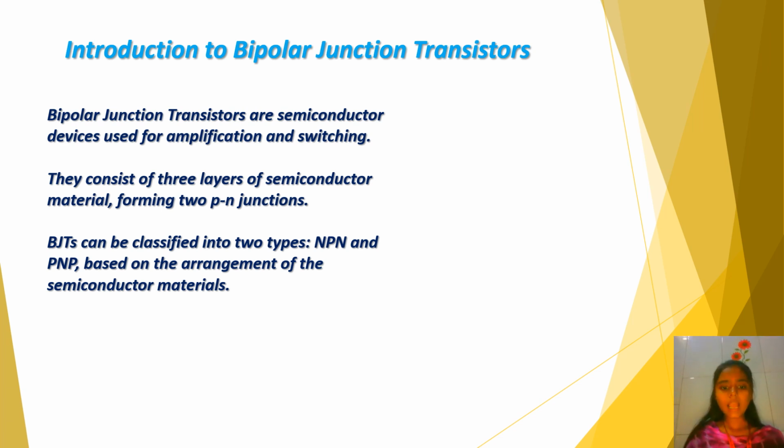Decline and CMOS dominance. While the BJT was the device of choice for decades, its use has declined in favor of CMOS technology in the design of digital integrated circuits. So, bipolar junction transistors are semiconductor devices used for amplification and switching. They consist of three layers of semiconductor material forming two p-n junctions. BJTs can be classified into two types, NPN and PNP, based on the arrangement of the semiconductor materials.